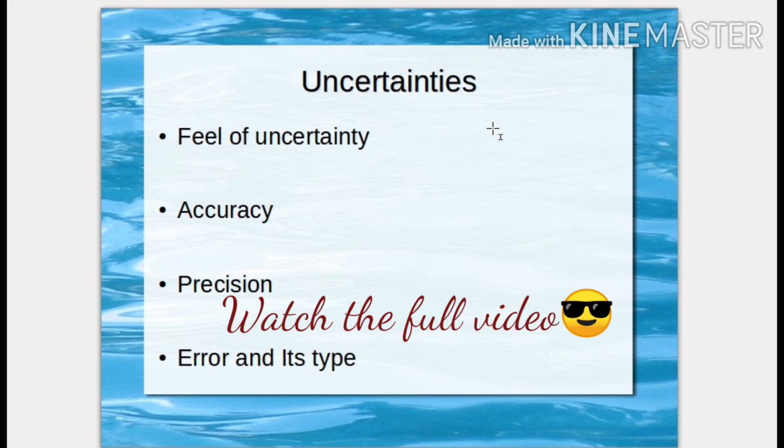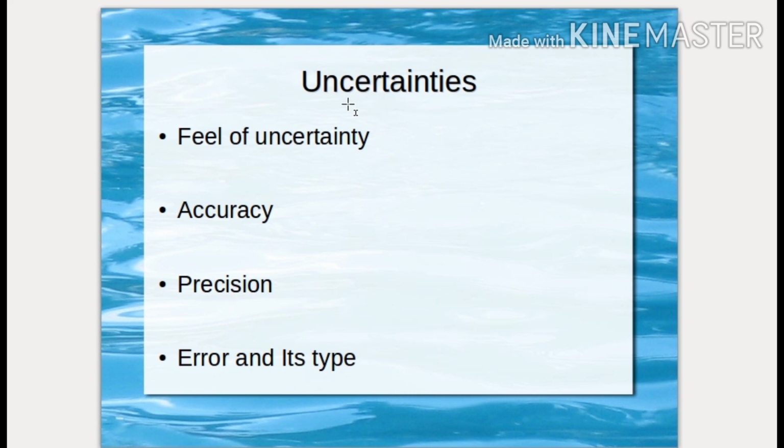So let's begin. We are here to study uncertainties, and in uncertainties we will study the following topics. First one is very important, and this one is a very funny topic, feel of uncertainty. The second one is accuracy, third precision, and fourth one is error and its type. So before we move, let us revise what we have learnt in previous videos.